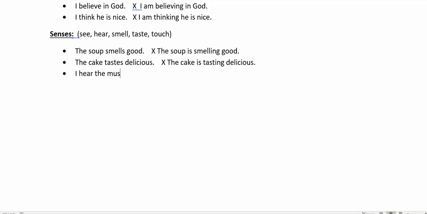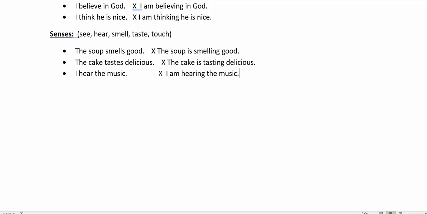Hear the music, right? We hear because we have ears. We're not trying to do anything. It's just we hear because we have ears and we can't help it. We hear a car go by. We hear the birds singing. So we would not say, I am hearing the music.